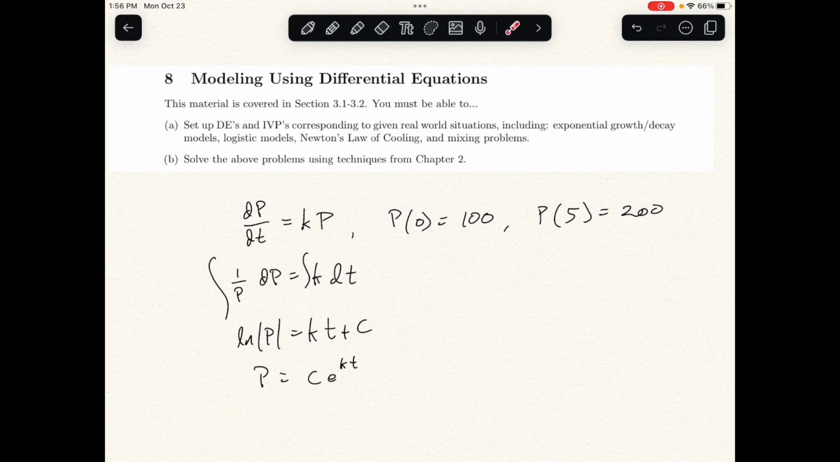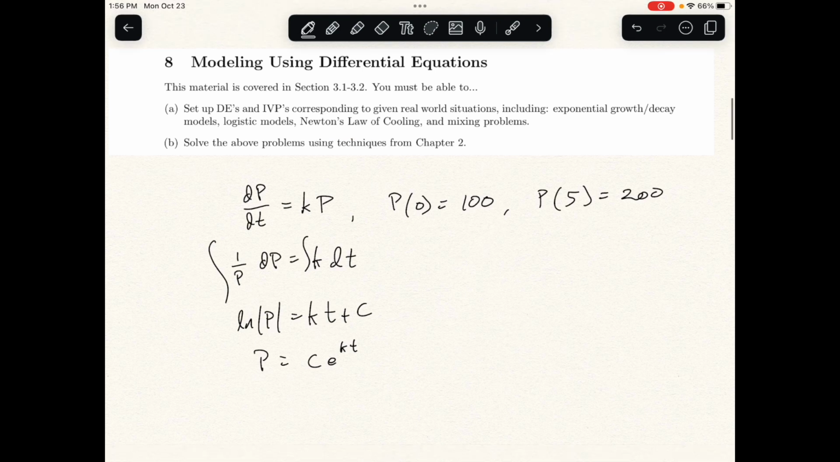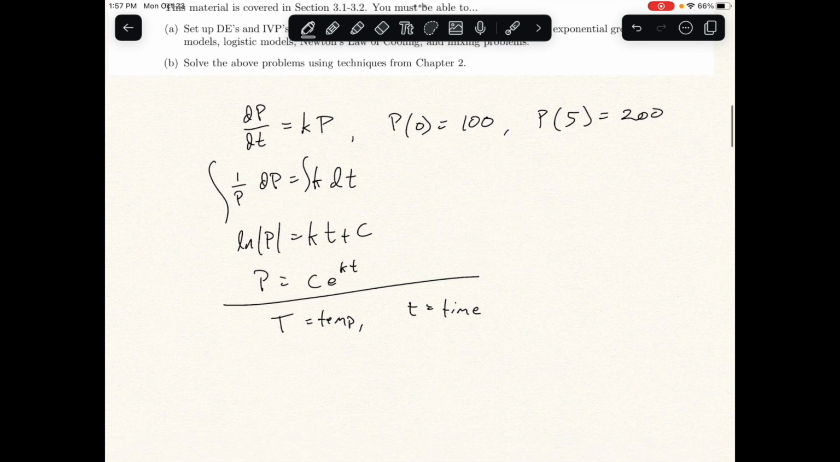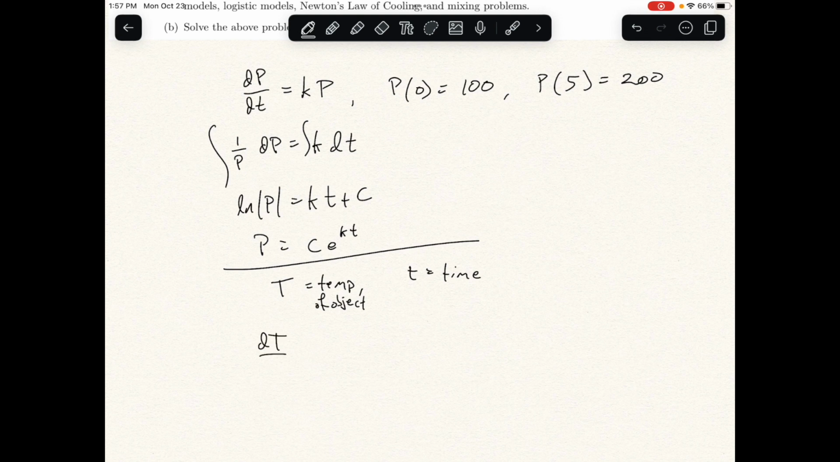Newton's law of cooling, that's the one where T is your temperature, little t is time, temperature of some object. Then it would tell you that the rate of change of the temperature is proportional to the difference between the temperature of the object and the temperature of its surroundings. So you might write T sub S as a placeholder for that, or if you know that the room temperature is 70 degrees Fahrenheit, then you do T minus 70 for that.